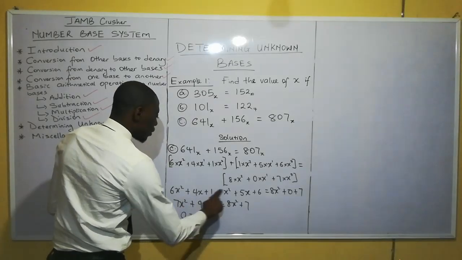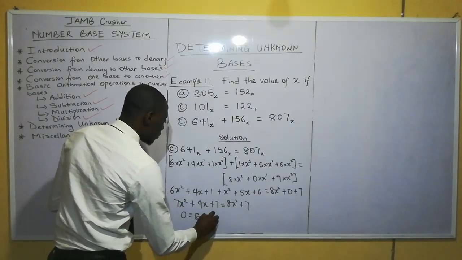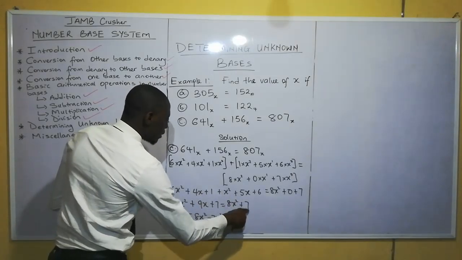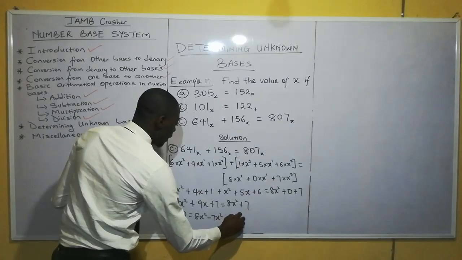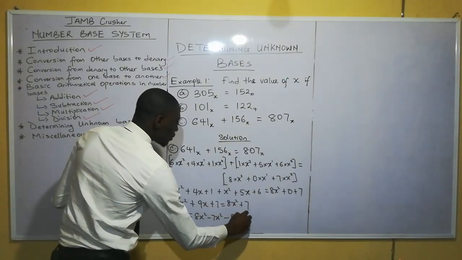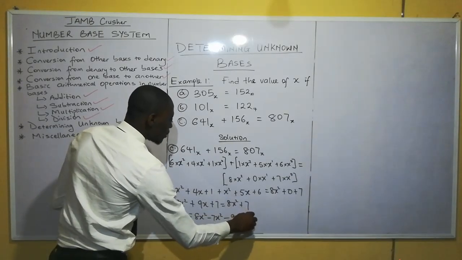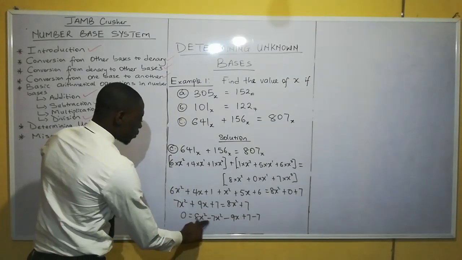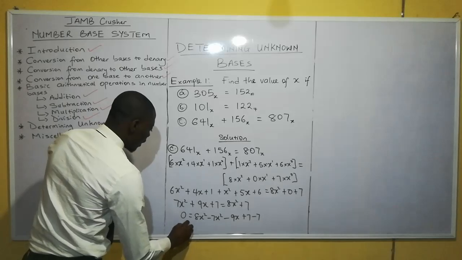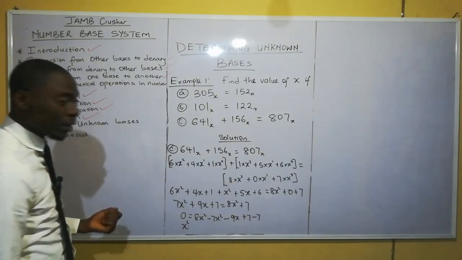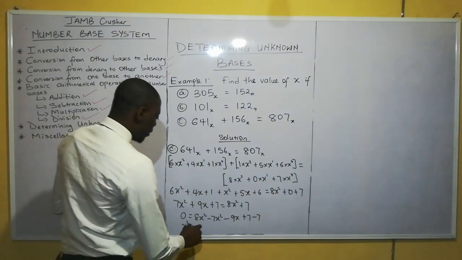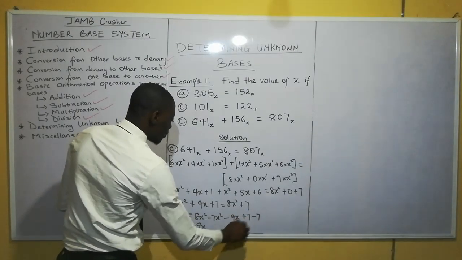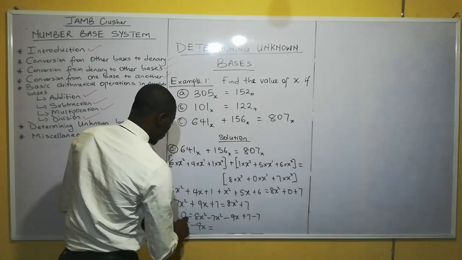Then transferring that, I already have 8x squared. So if 7x squared crosses the border and comes here, it becomes minus 7x squared. If plus 9x crosses the border and comes here, it becomes minus 9x. Then you already have plus 7. So if plus 7 goes to the next place, it becomes minus 7. And so 8x squared minus 7x squared, that's 1x squared. But just write x squared. 1 can be invisible. Then minus 9x, then plus 7 minus 7 is 0, and that's still equal to 0 here.